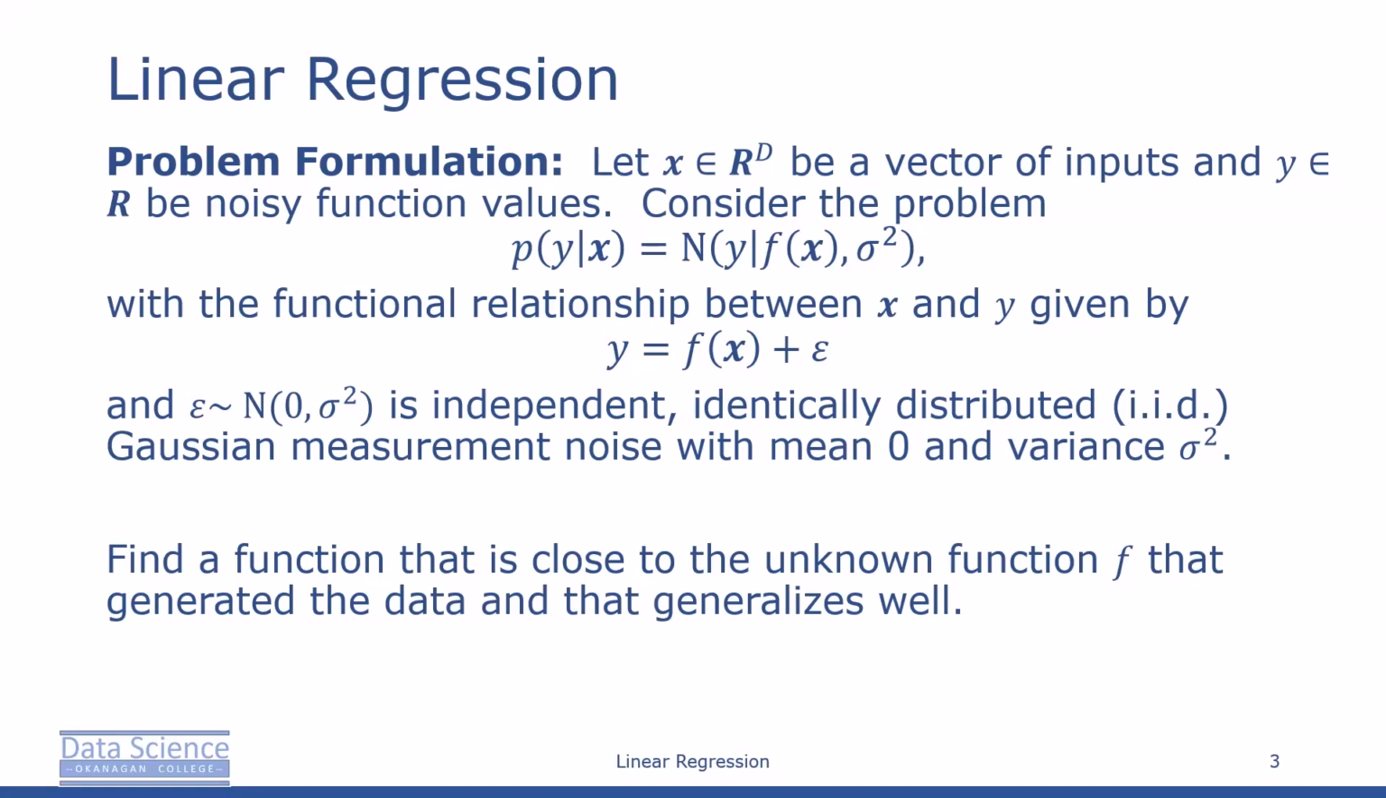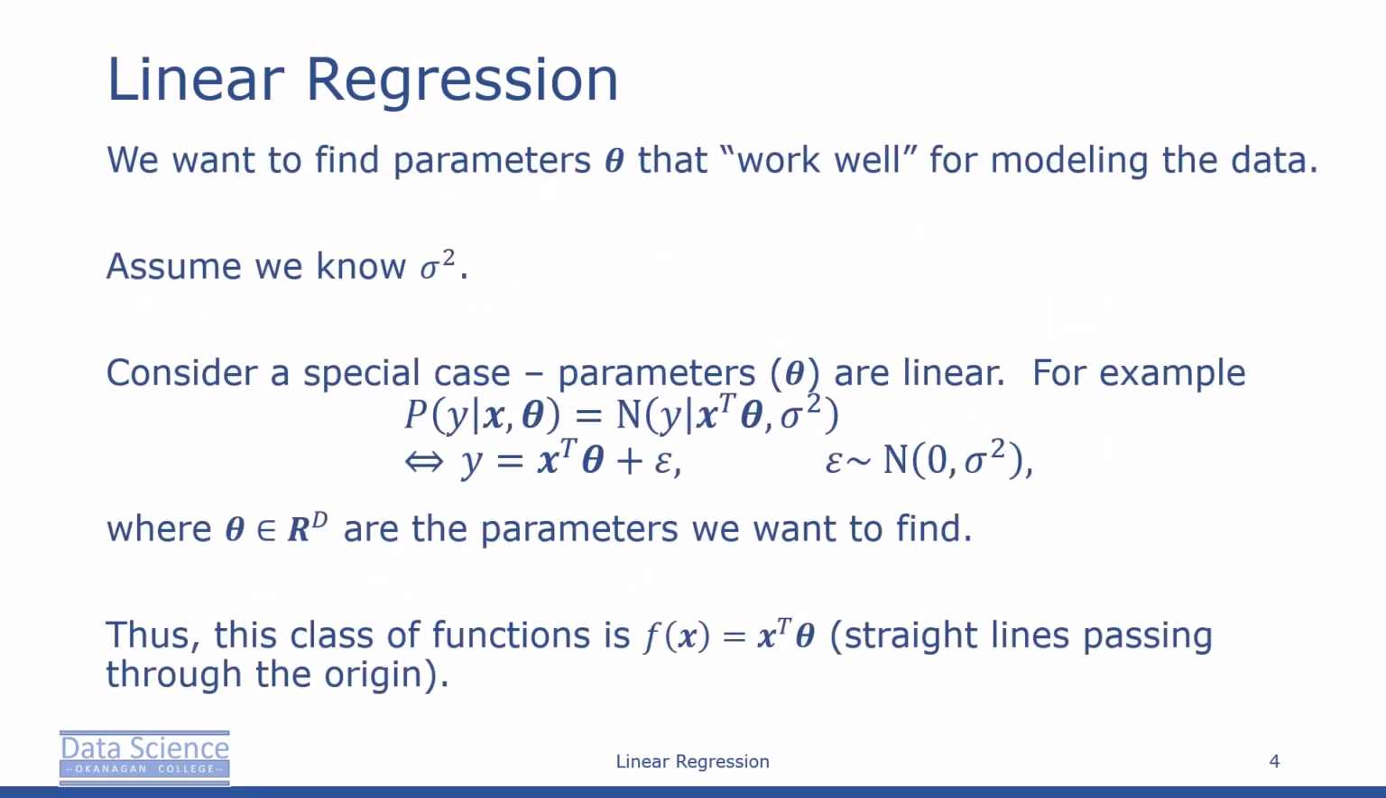Our objective here is to find a function that is similar to the unknown function f that generates the data and also generalizes well to unseen data. I'm going to focus on parametric models. That is, we choose a parameterized function and find parameters theta that work well for modeling the data. For the time being, we assume that the noise variance sigma squared is known, and we focus on learning the model parameters theta. In linear regression, we consider a special case where the parameters theta appear linearly in our model.